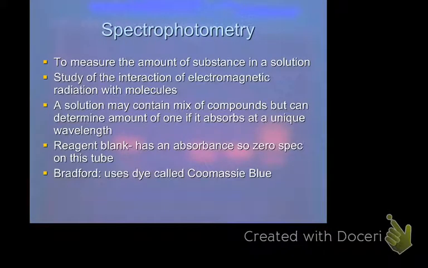So of course, you always have to have a blank. That's to zero out any background absorbance. But the common method that's used for proteins is called the Bradford assay. It uses a dye called Coomassie Blue. It is similar to the dye that they use to stain the gels. It stains proteins in particular, and the amount of dye present, within certain limits, will be directly proportional to how much protein you have there.